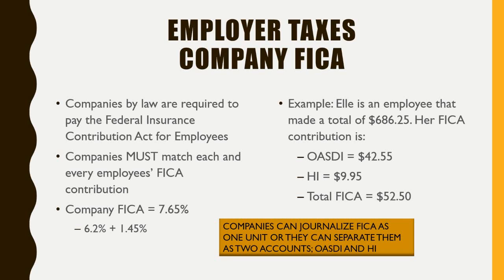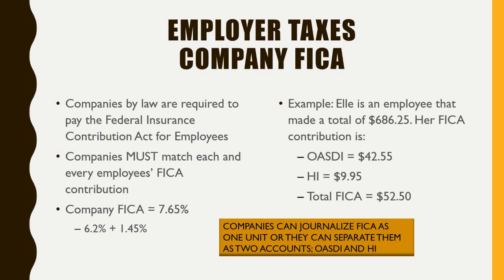$52.50. So again, we calculated earlier, Social Security was $42.55. The Medicare was $9.95. We add those two together to get a total amount of $52.50. Okay? And when we journalize, we just journalize it together.